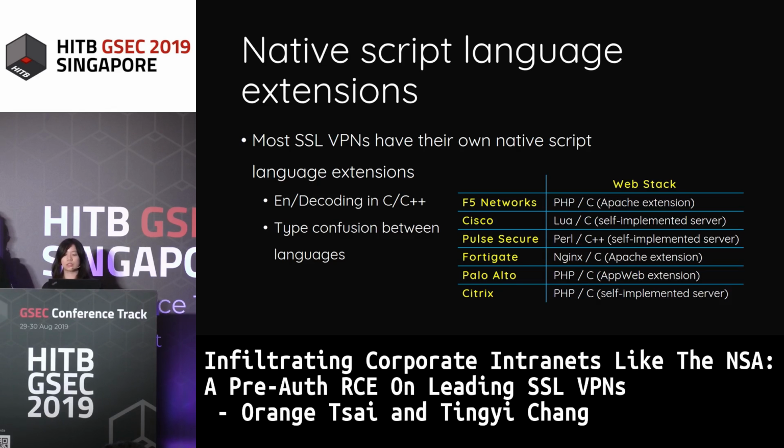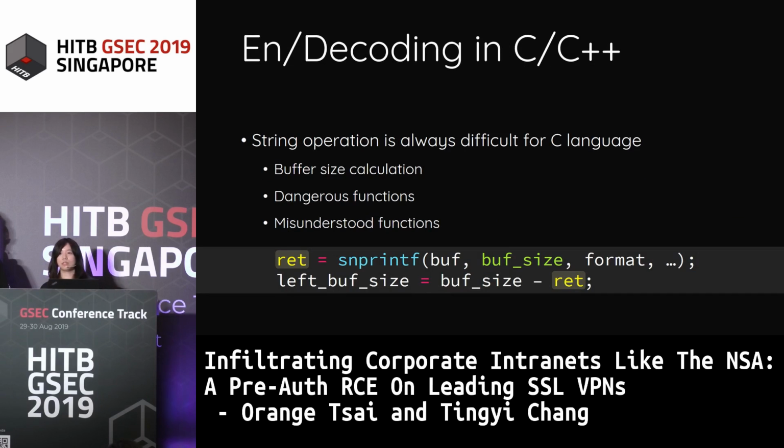Vendors like to use these extensions to do encoding, decoding, and other operations to improve efficiency, which may be vulnerable. And it's really prone to type confusion between different languages. As we know, string operation is always difficult for C. Like buffer size calculation, dangerous functions such as strcpy, or misunderstood functions.